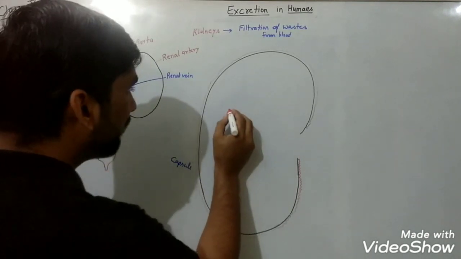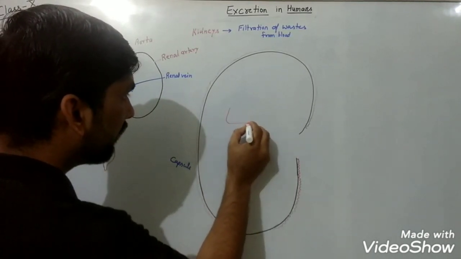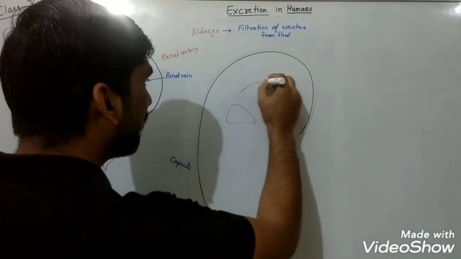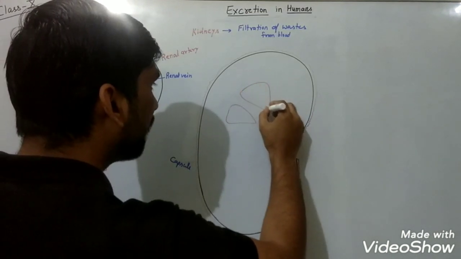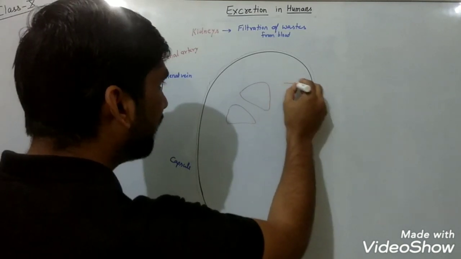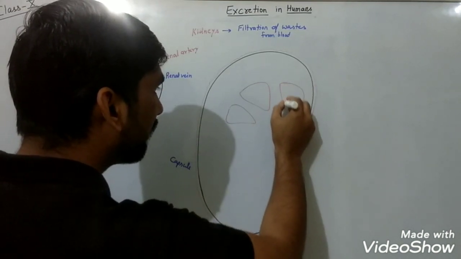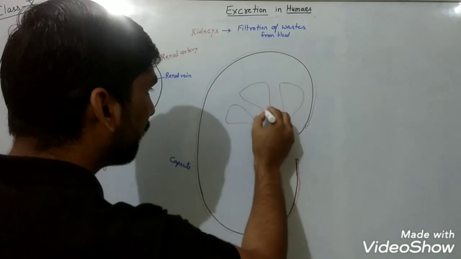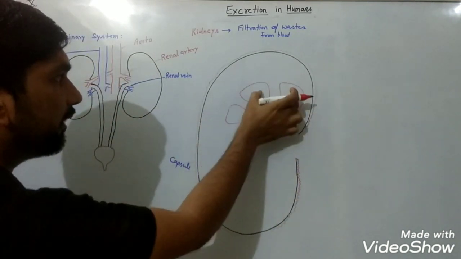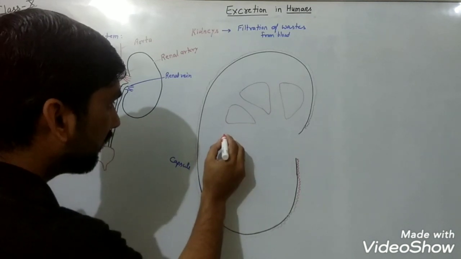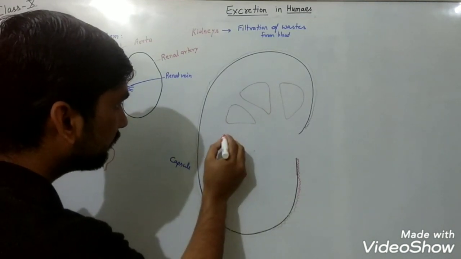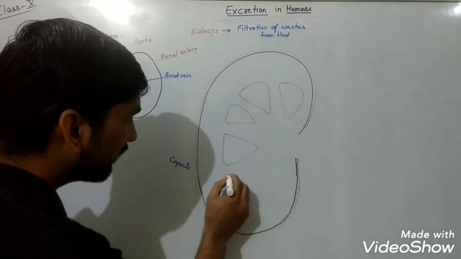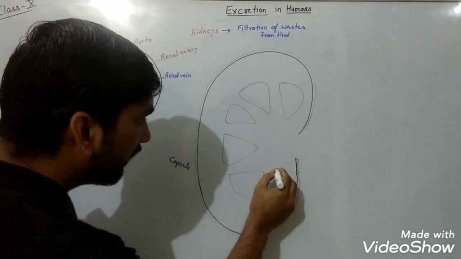The middle region is what? Medulla region, and it is basically triangular in shape and pyramidal in structure. So basically they make up the middle part of the kidney, that is the medulla region, and the outer one is known as the cortex region. These pyramids may be 6, 7, 8, 9 or 10 in number.